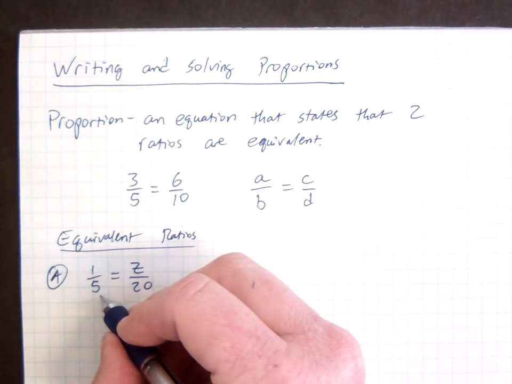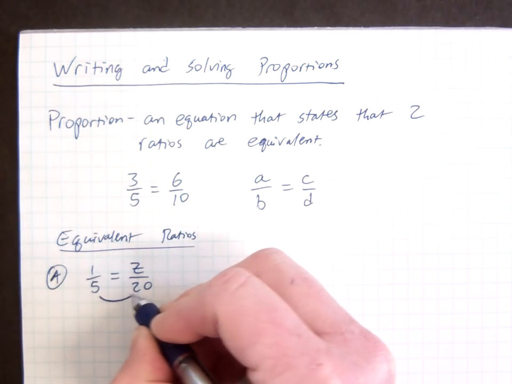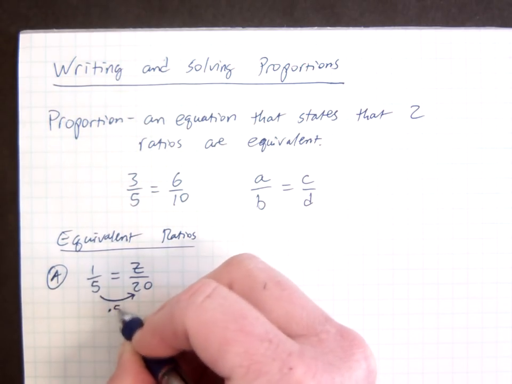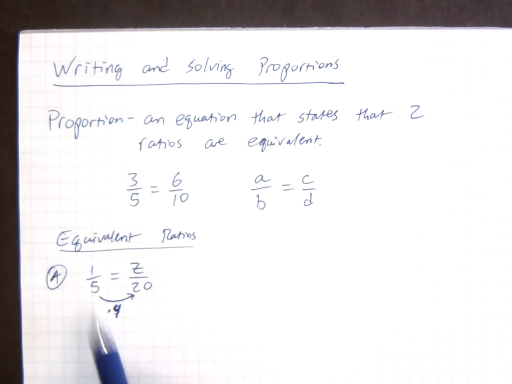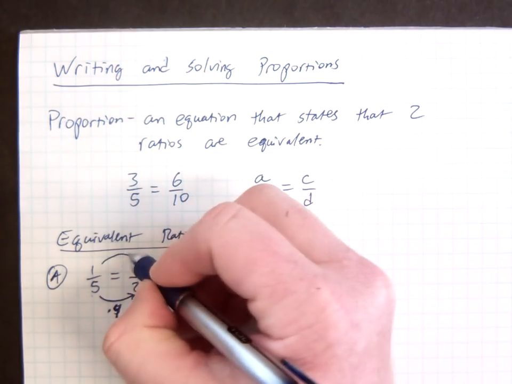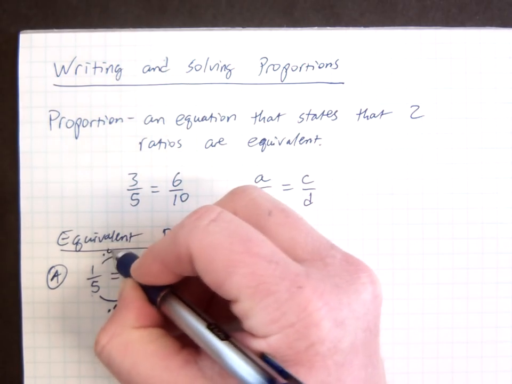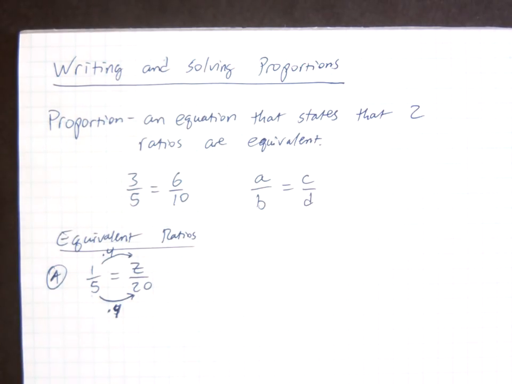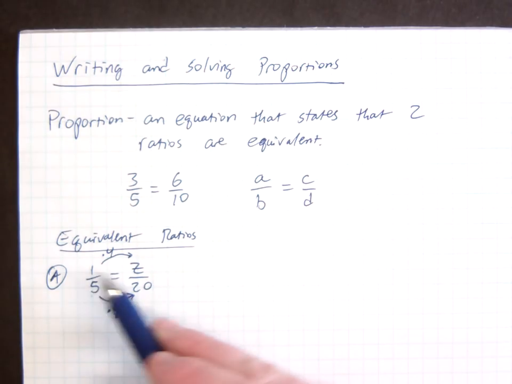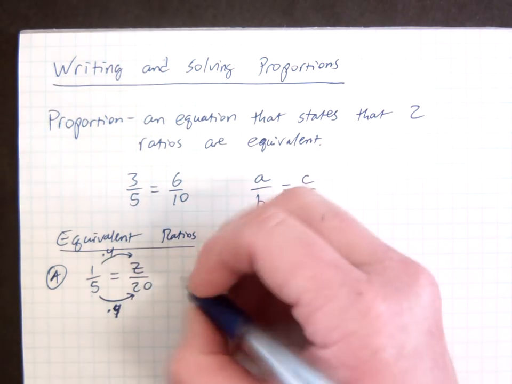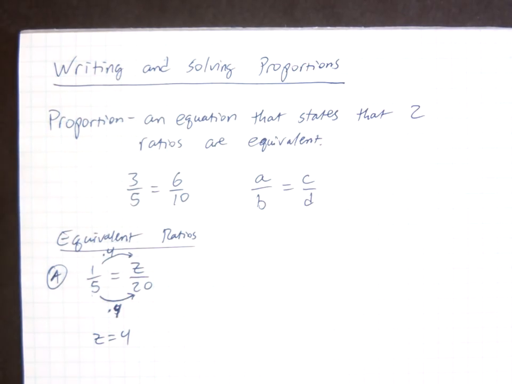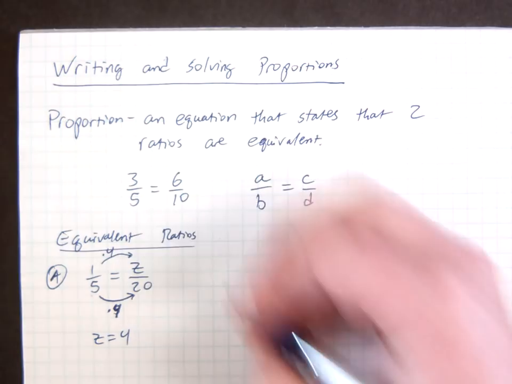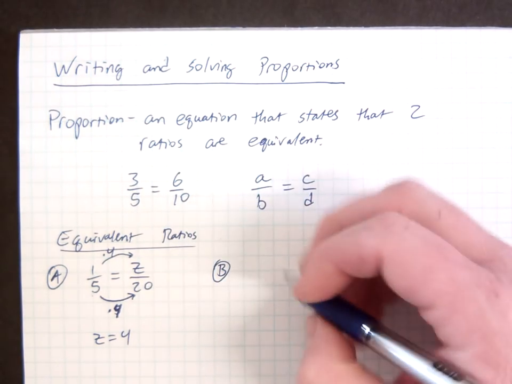So what I'm going to do is say, well, what is the denominator multiplied by? It's multiplied by 4. So in order to be equivalent, the numerator needs to be multiplied by 4. So 5 times 4 is 20, and 1 times 4 is 4. Z must equal 4 for that to be a proportional relationship. Let's look at one more example.